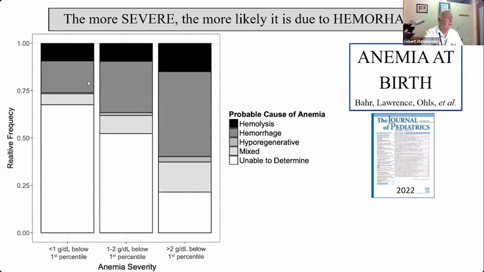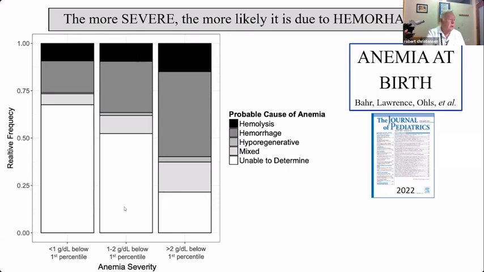So anyway, look at these three columns. These are babies that all had severe anemia at birth. The first column are babies whose hemoglobin fell just barely below the first percentile line, less than a gram per deciliter below the first percentile. And then these various shades tell us the probable cause as best we could determine from the medical record. When the anemia, although severe, was only borderline severe, most of the time there weren't enough laboratory tests drawn to really figure it out. That's what the white area is.